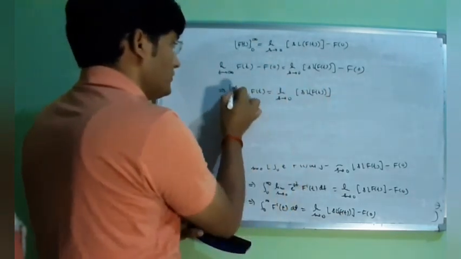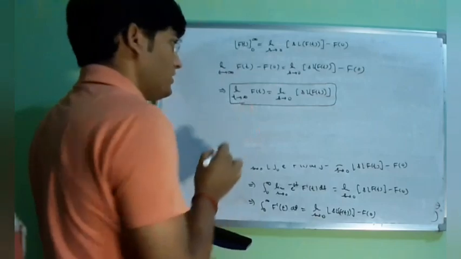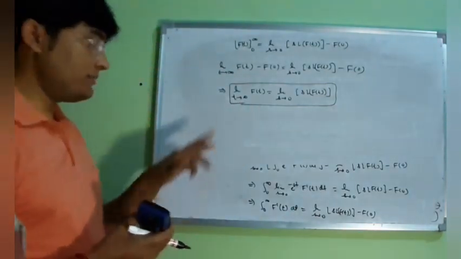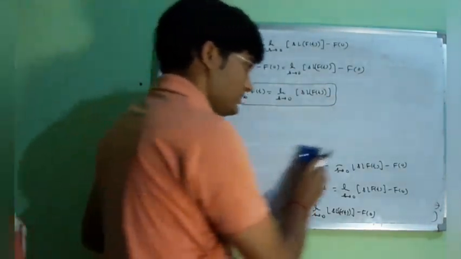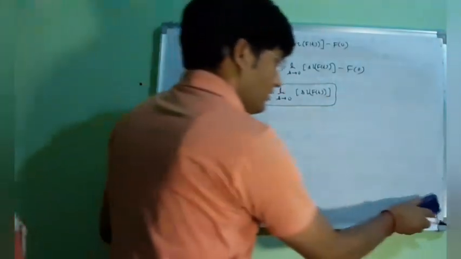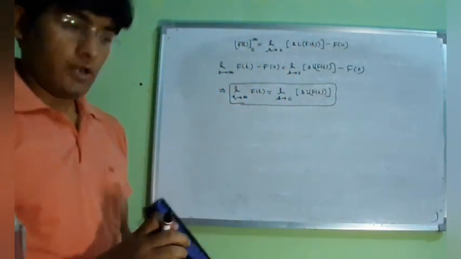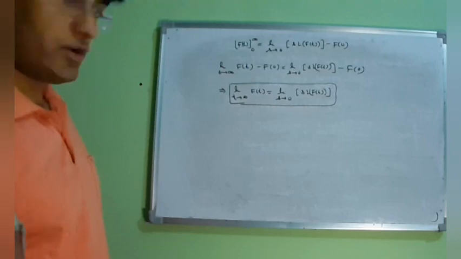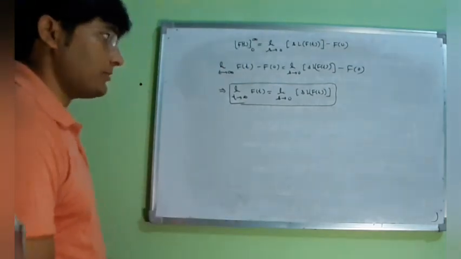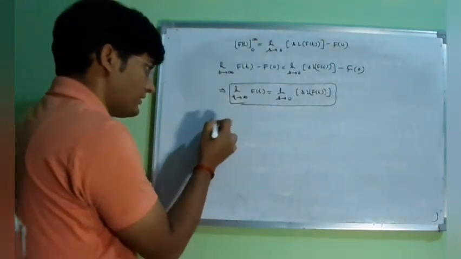So this was your final value theorem. We call it final value theorem because we have taken the limit as t tends to infinity, that means at the upper limit. Now we have the error function and then I will discuss the Laplace of the error function. Let us define the error function.